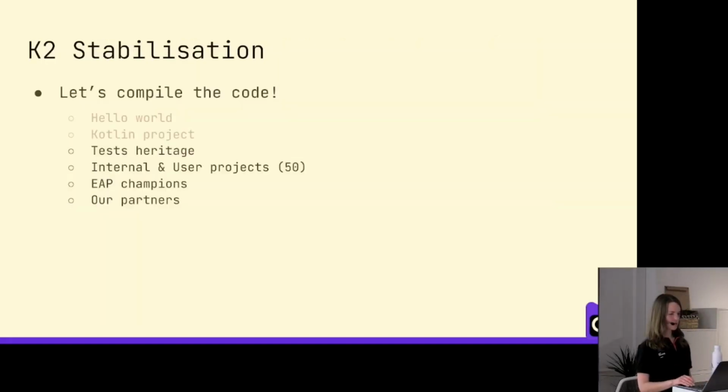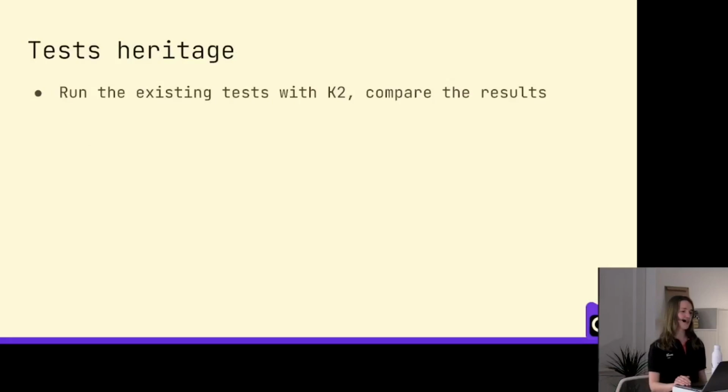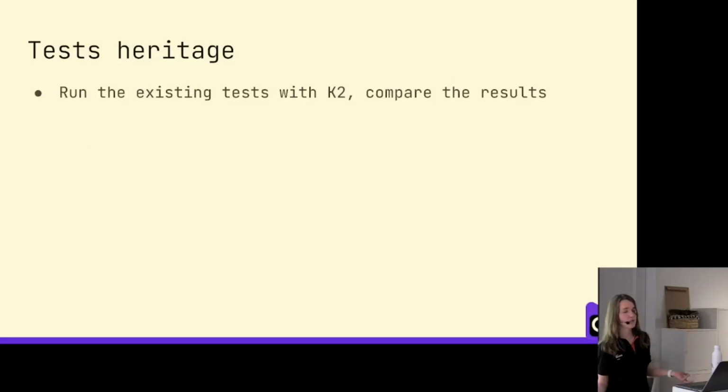Right, so tests. You have written tests for some reason. Why don't we reuse them? It's simple. You just run the existing tests with K2, you compare the results, you are done, right? We have 250,000 tests in the compiler. And yes, of course, you run them with K2.